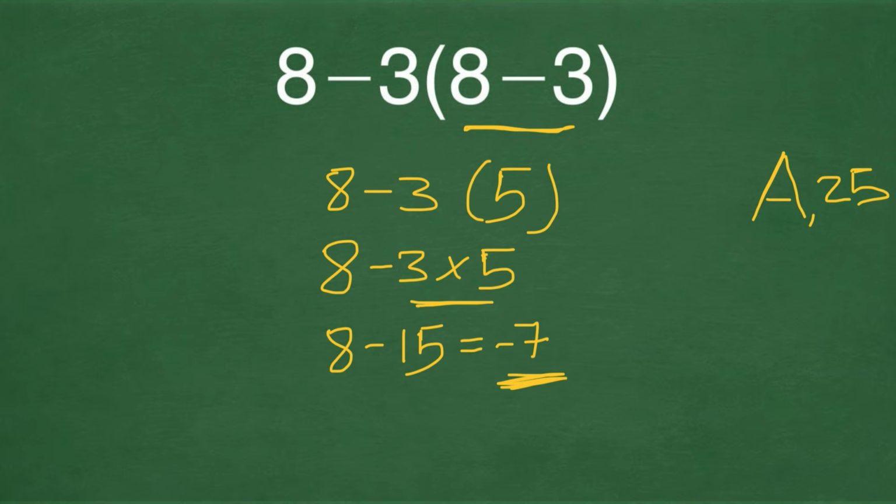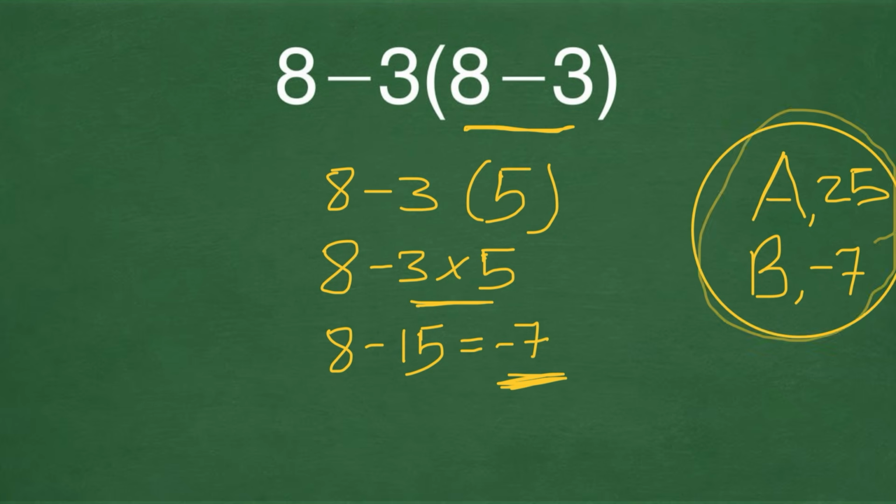Person B's answer, -7. Two people, two different answers. And neither one broke a math rule to get there. They just did the steps in a different order. Pause the video right now and put your answer in the comments, 25 or -7. Then let's find out together which one is actually correct.